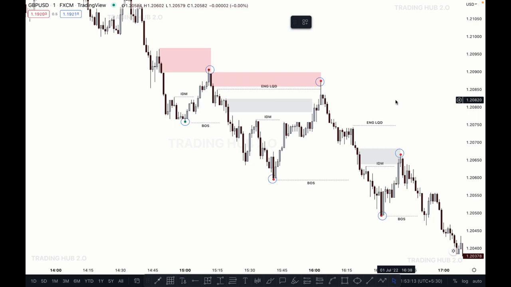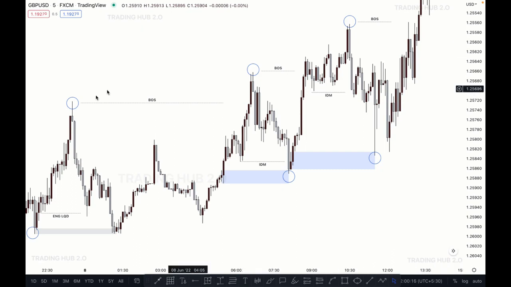Advanced liquidity means engineering liquidity, inducement and external liquidity. Let me show you a few more examples in a bullish market, how we can read it and how you can utilize it in your trading style. Let's see. All right, so you can see here at the start, the first time the market taps on the engineering liquidity, which is the extreme zone to take a buy entry.